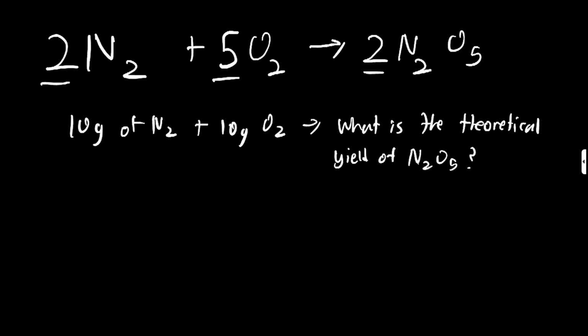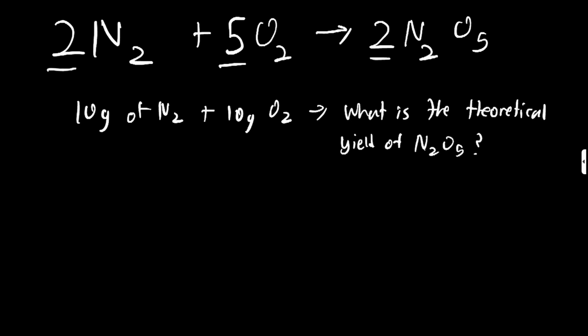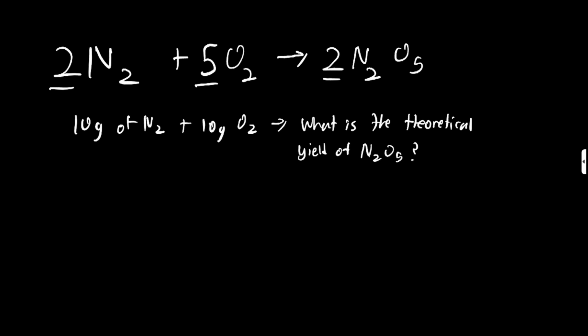It's kind of like leftover ingredients after making a pizza. So we need to figure out what that is, and that will give us the theoretical yield. Because if nitrogen runs out first, there's no way that O2 by itself is going to make any more product. So I'm not going to talk any further, and let's just get straight into it.